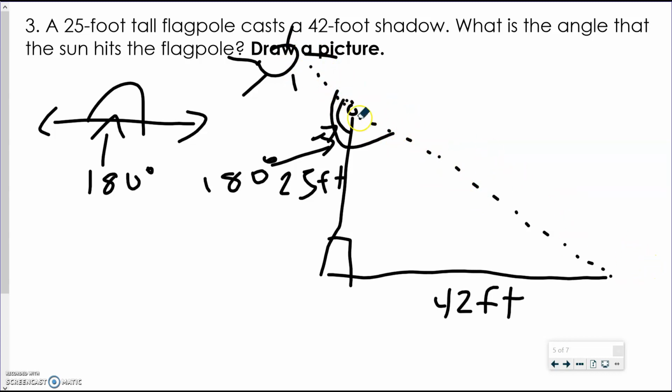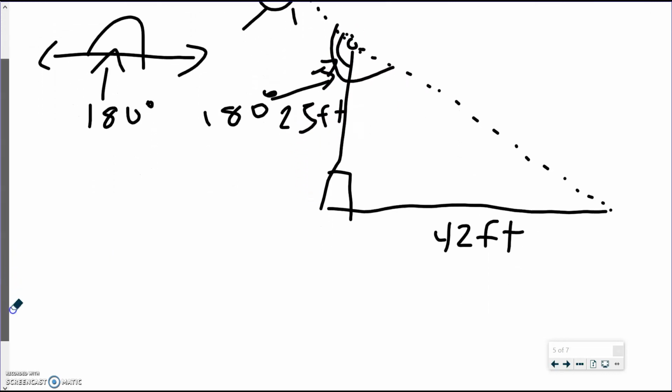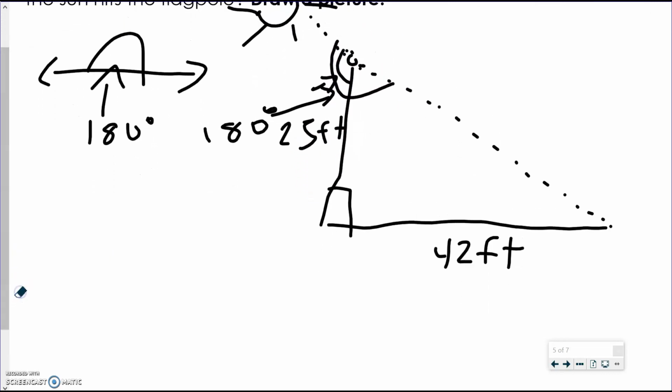All right. So now I'm hoping you can see where we're going with this. We can solve for this inside angle, and then we can take 180 minus this inside angle and get this outside angle. All right, so let us see here. We're dealing with this angle right here. Let's just call it angle A or whatever.